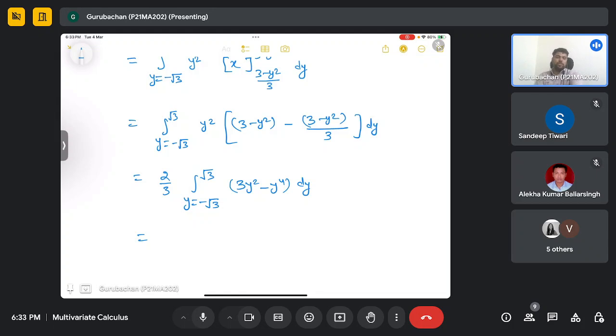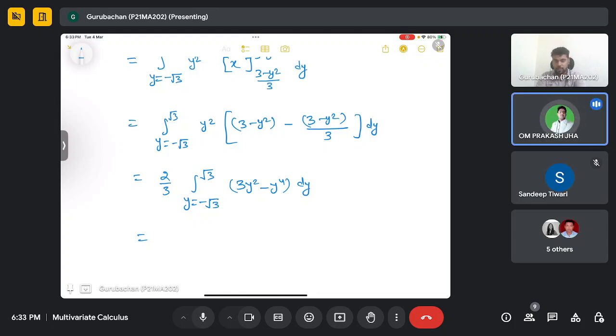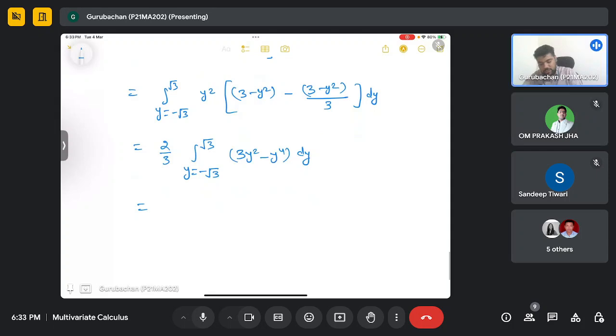There are always two ways to solve an integration: one is a smarter way, one is a harder way. So can anyone tell me what the smarter way is here? The function is even here, so we can take 2 times. Correct. Good. Since this function is even, we can take 2 times, that is 4 by 3, y from 0 to under root 3, of 3y square minus y to the power 4 dy.